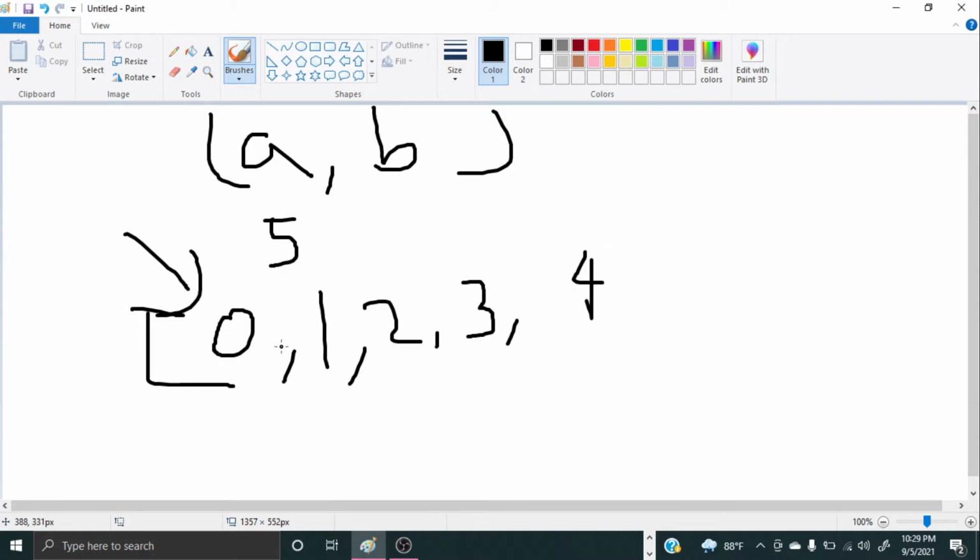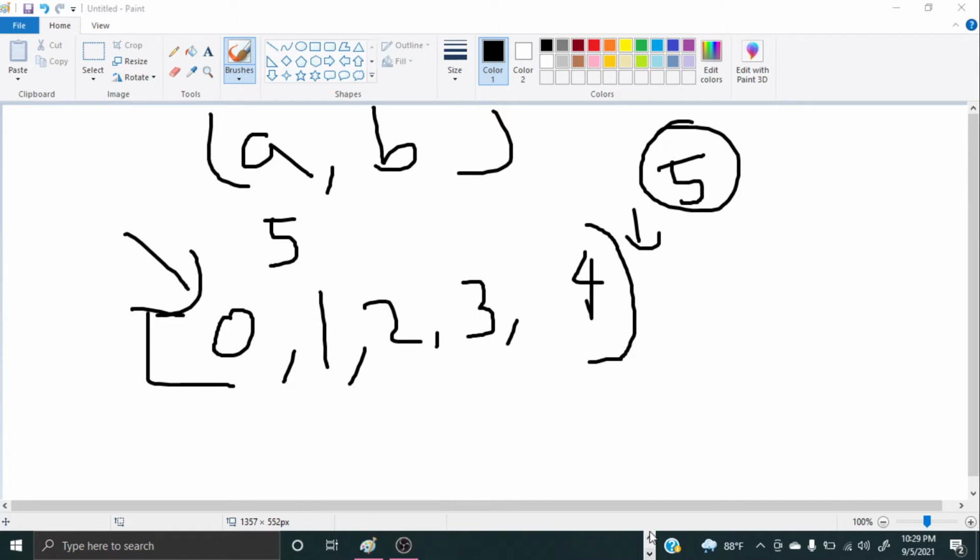The MEX would be the smallest non-negative integer that does not exist in this array, which is nothing but 5, right? So 5 is not there. So apart from a, the values from 0 till a minus 1 are bound to contribute inside our final array whose length we're going to minimize. So they will definitely always contribute. That's the initial part for the MEX.